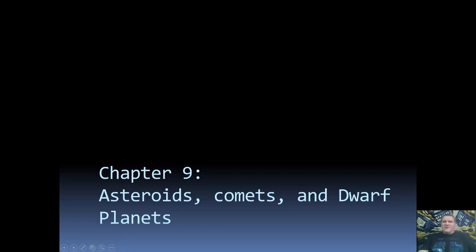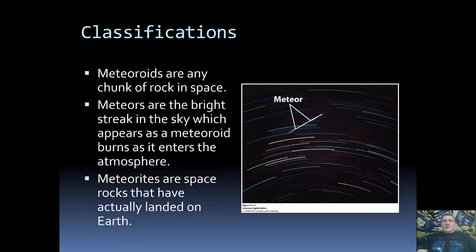All right, let's discuss some quick terms. So a meteoroid is a chunk of space rock that is still in space. A meteor is one of these space rocks that is falling through the atmosphere, burning and glowing. So a meteor is actually the same thing as a shooting star.